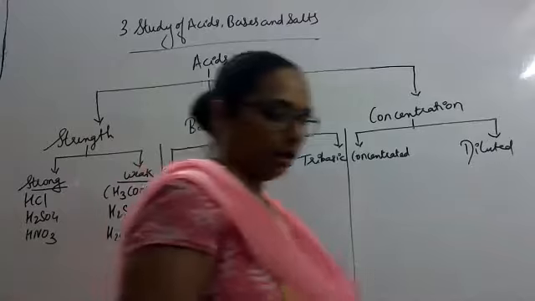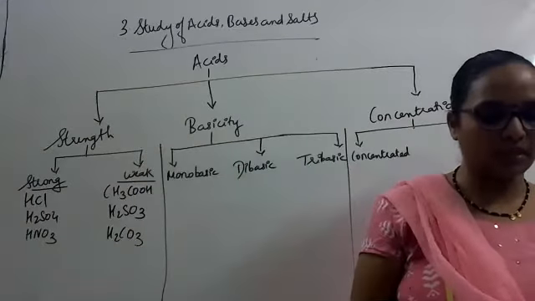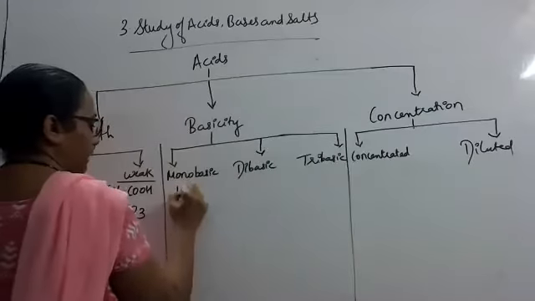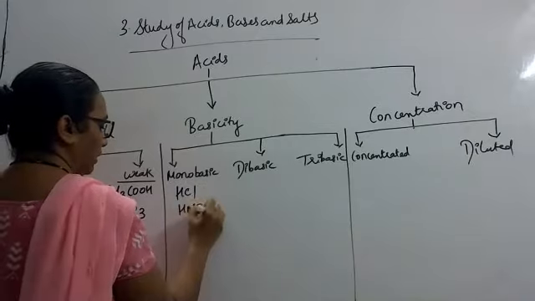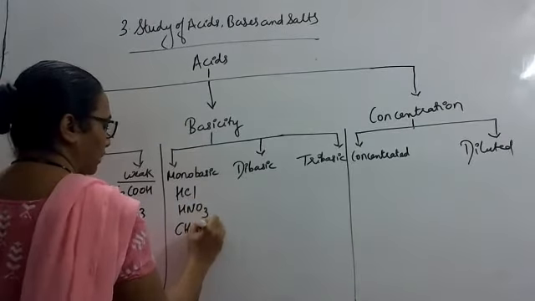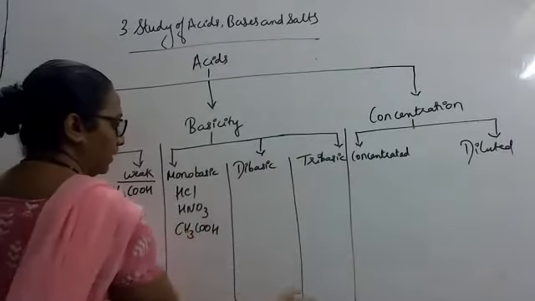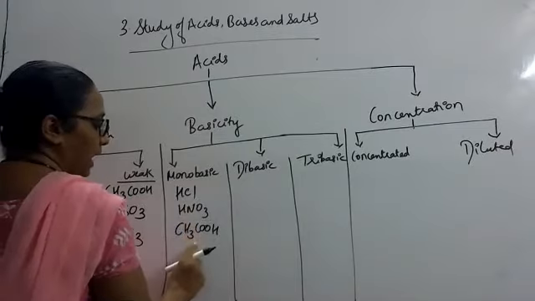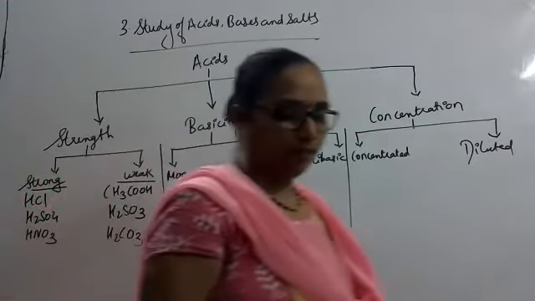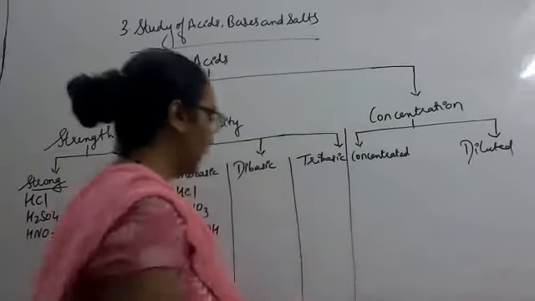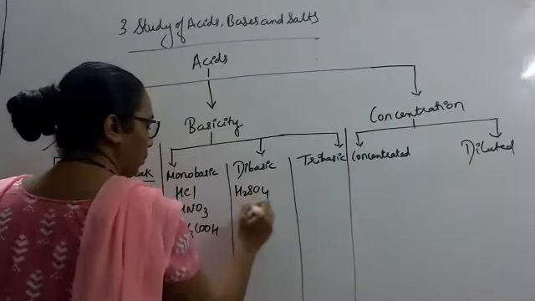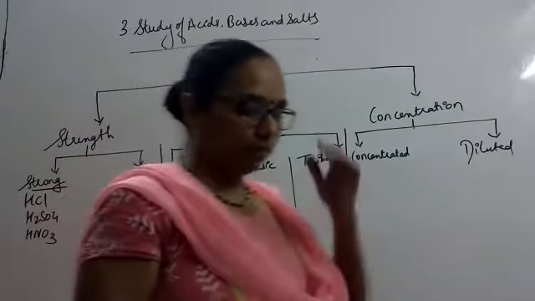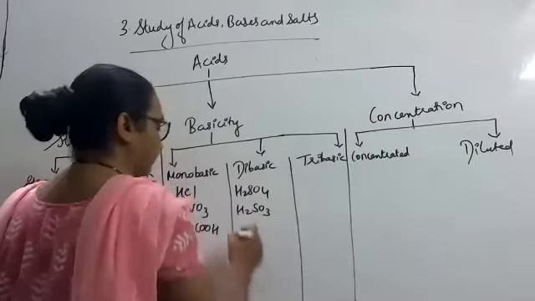Next, depending on the basicity, monobasic. Monobasic means having only a single hydrogen atom. So we can write the examples HCl, HNO3, CH3COOH. You can see here monobasic, single hydrogen atoms: hydrochloric acid, nitric acid, acetic acid. Dibasic means having two hydrogen atoms. We have sulfuric acid, H2SO4, sulfurous acid, H2SO3, and hydrogen carbonate or carbonic acid, H2CO3.